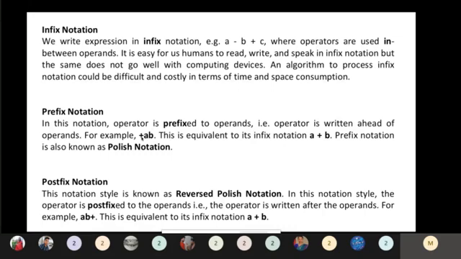Then the third one is postfix notation. This style is known as reverse Polish notation. In this notation style, the operator is postfixed. What is the meaning of that? First we place the operands, followed by the operator at last. Consider the same infix notation A plus B. Here we have two operands, A and B. First we put the operands, and at last the operator.